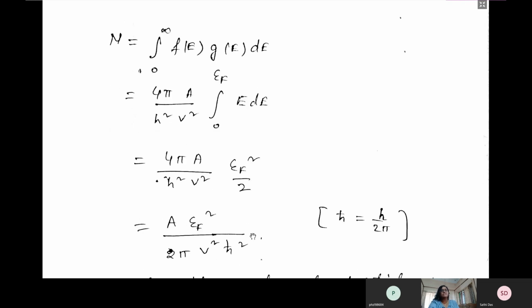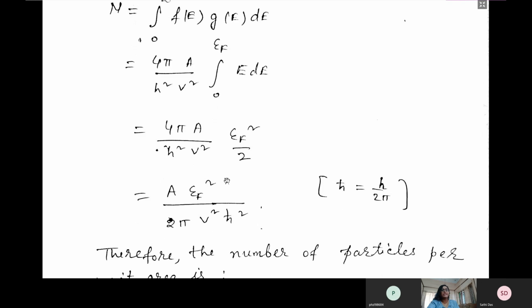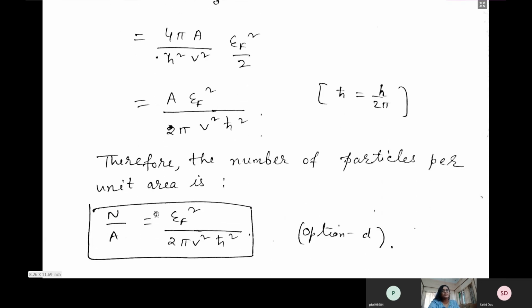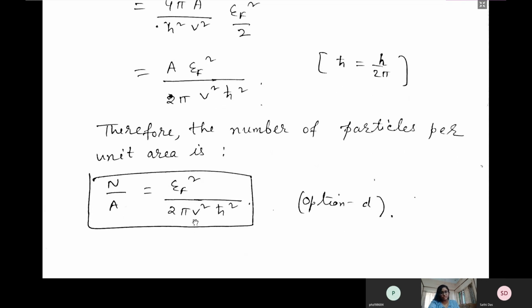So find out the integration, you get N as A epsilon F square by 2π V square h cross square. So N by A, that is the density of states, is equal to epsilon F square by 2π V square h cross square.